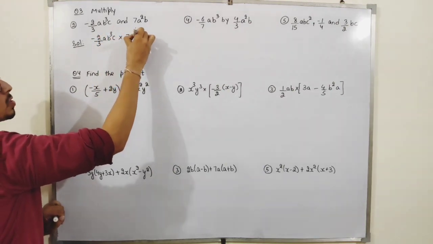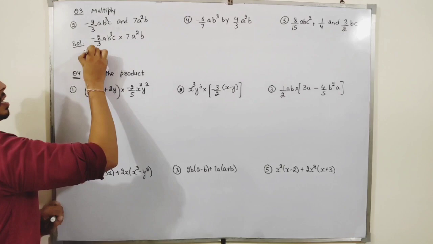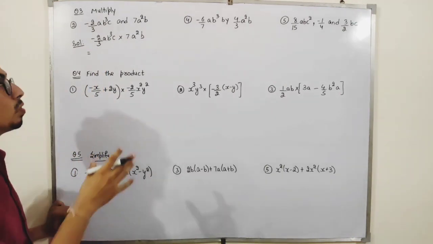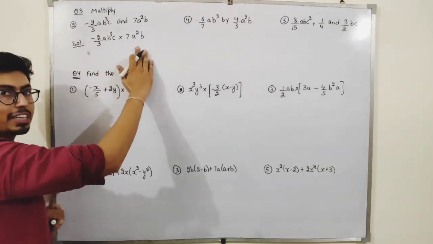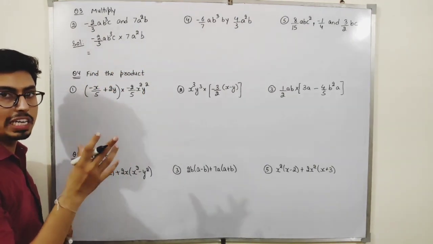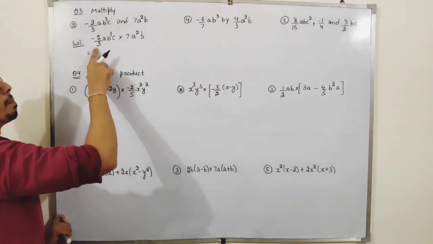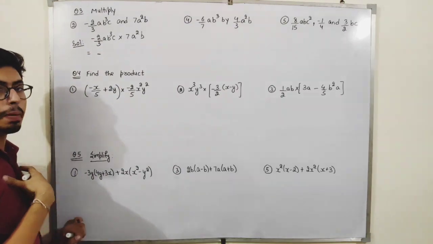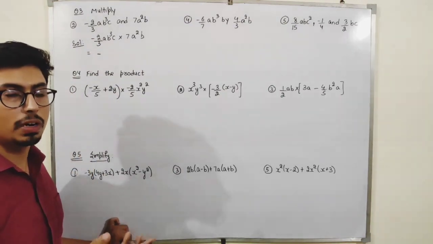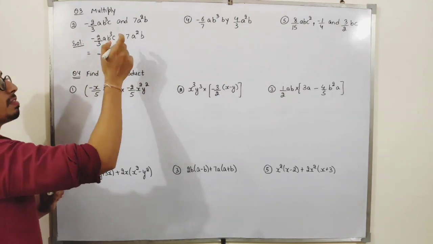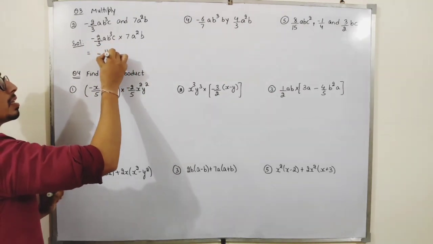Multiply with 7a square b. Okay. And students, I have already discussed with you that if I have to multiply two algebraic expressions like this, I have to multiply the number by the number and the variables by variable. So minus and plus will be minus, because if I multiply a negative number by a positive number, the answer will be negative. Okay. 2 by 3 multiplied by 7, so it will be 14 by 3.